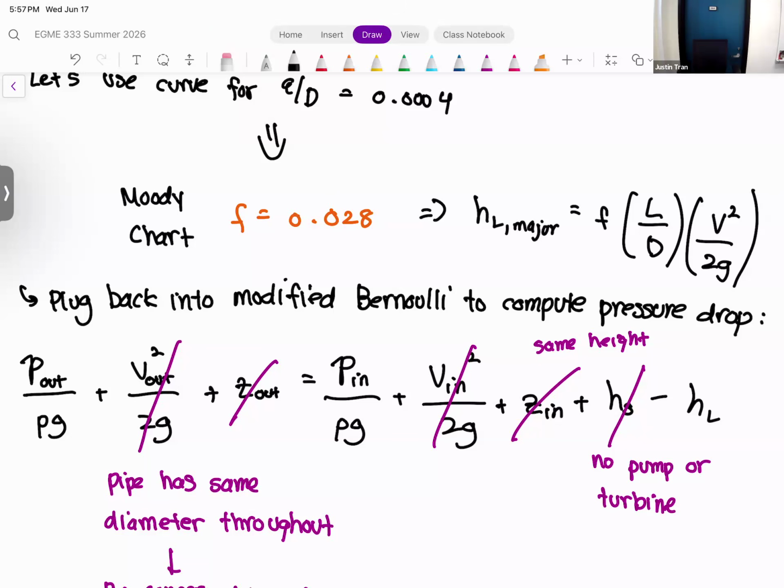So the losses actually occur in the pressure. That's where the main losses are going to be. Really? So it doesn't affect the speed or anything? Nope. That's weird. Yeah, that's interesting.